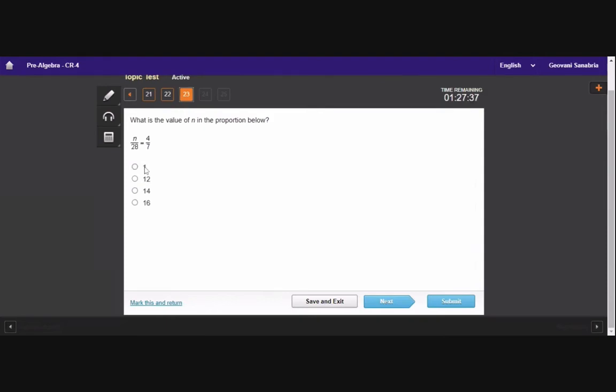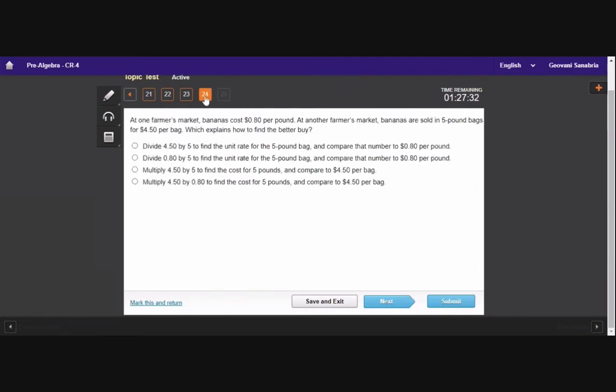$16. Yeah, that's what I got. Cost 80 cents. Oh, I feel like we got this one before. We've done this one too, yeah. Which explains how to find a. Oh, actually, the question might be different.